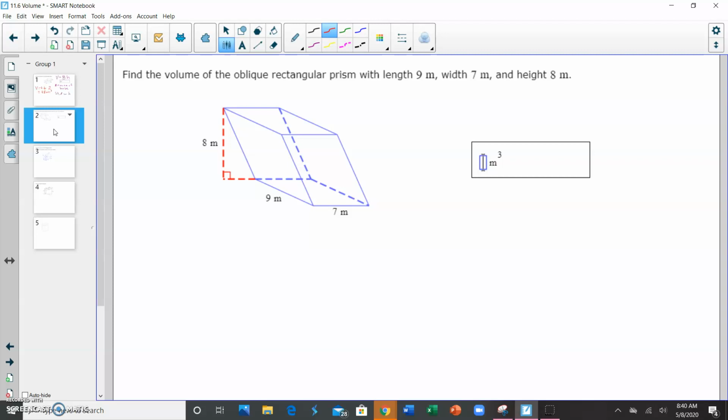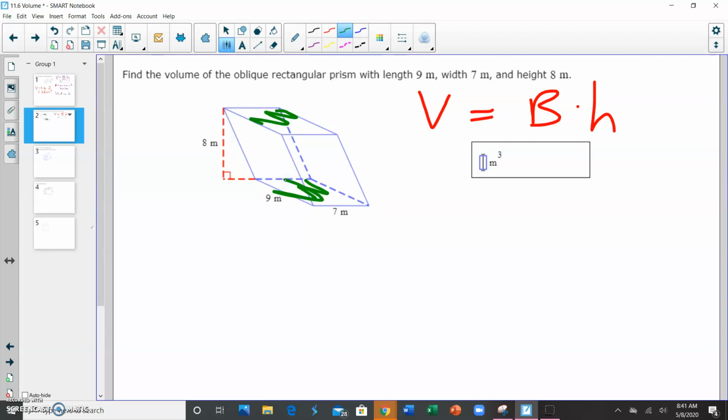Okay, so for this next one, once again, our volume formula is going to be the area of the base, so it's capital B, not little b. That's how you know the difference. Times the height. It doesn't matter if it's an oblique rectangular prism or not, as long as the top and the bottom match. And as you can see on this problem, here's your top and here's your bottom, and they match.